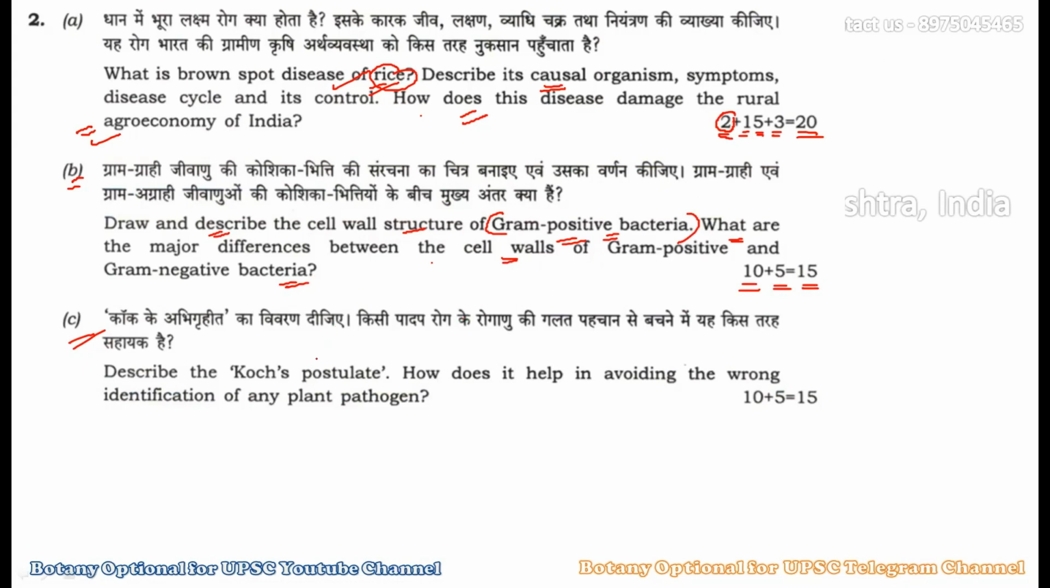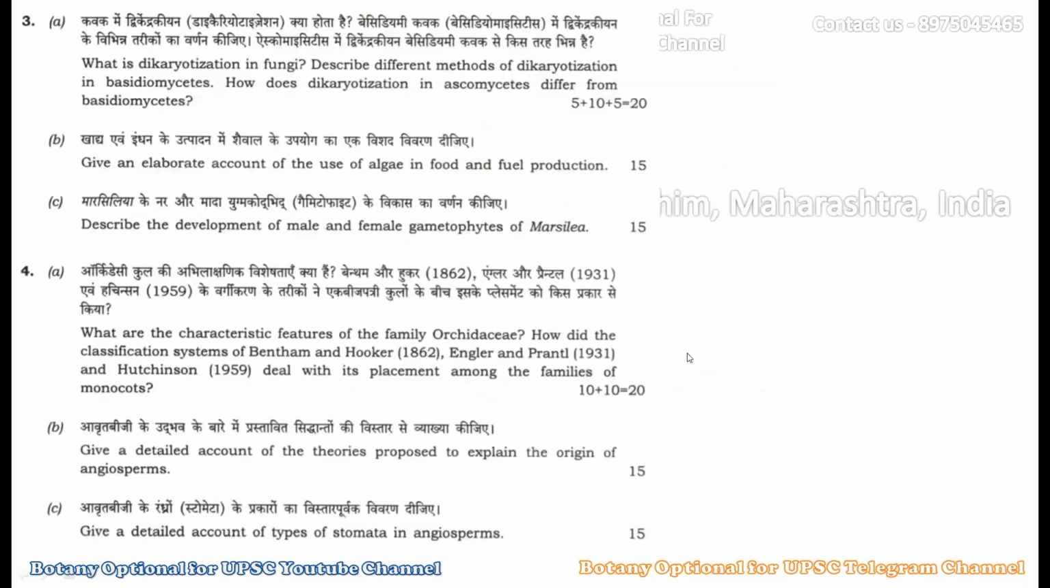Now in the third sub question, you have to describe the Koch postulates. As you know, Koch postulates are required for separating the pathogenic bacteria from the non-pathogenic bacteria. Now for writing down the Koch postulates, you will have 10 marks. And then how does it help in avoiding the wrong identification of any plant pathogen? You will have 5 marks. So in all, there are 15 marks. So in this way, the second question is also for 50 marks, 20, 15, 15, total 50 marks.